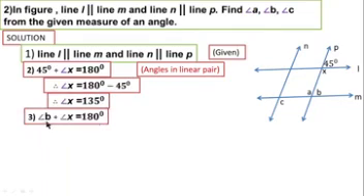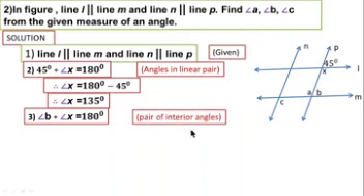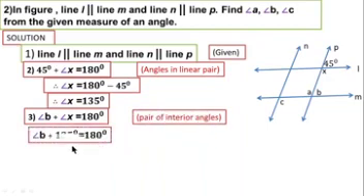Third, angle B plus angle X is equal to 180 degrees. Pair of interior angles. Putting the value of angle X as 135 degrees, angle B plus 135 degrees is equal to 180 degrees. Therefore, angle B is equal to 45 degrees.